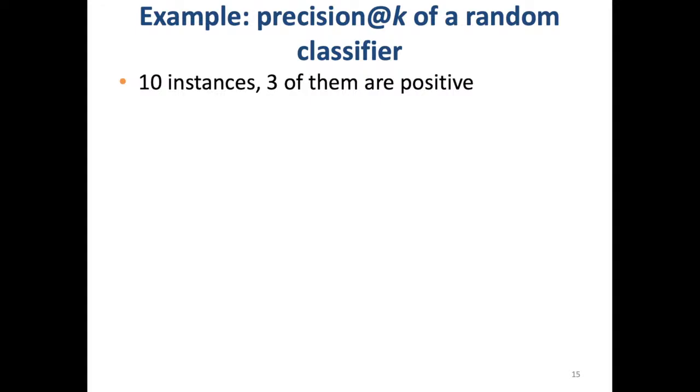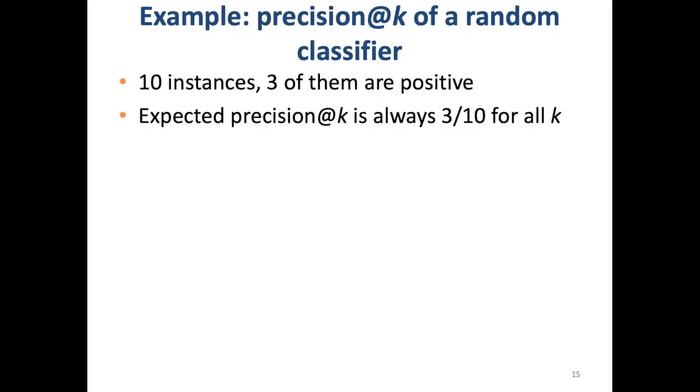Again, out of 10 instances, 3 of them are positive. Then what is precision at K? At K means that if I have only 3 instances, then how many of them are positive? If I just predict the top 3 as positive, then how many of them are indeed positive? Okay, so that's precision at K.